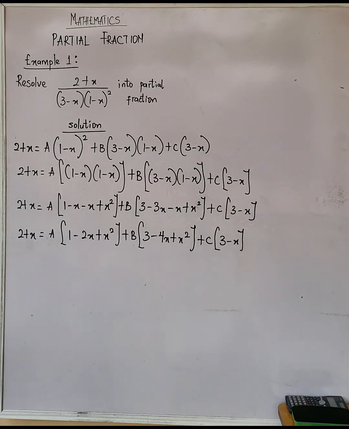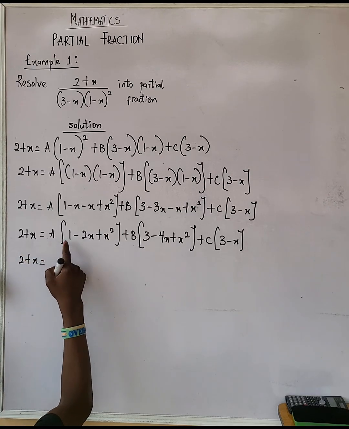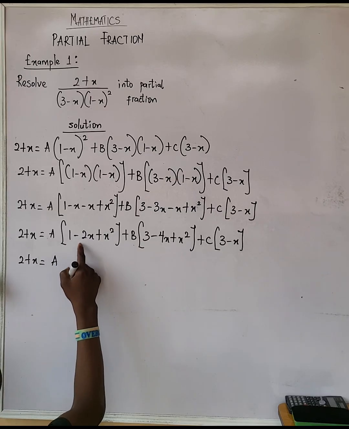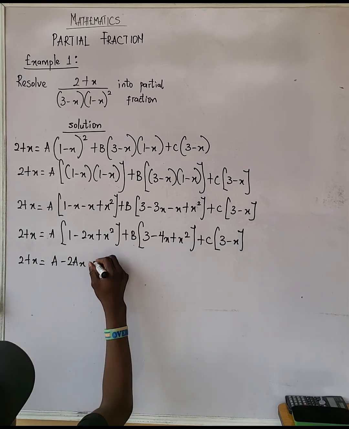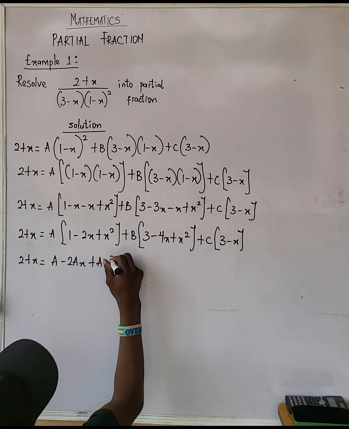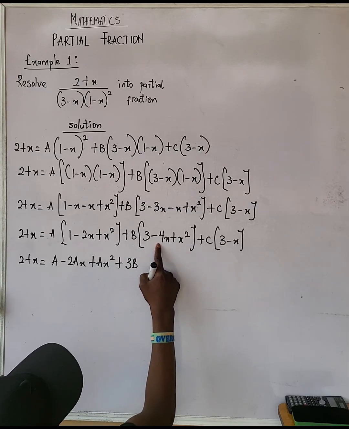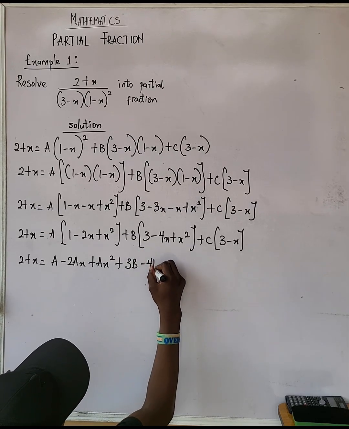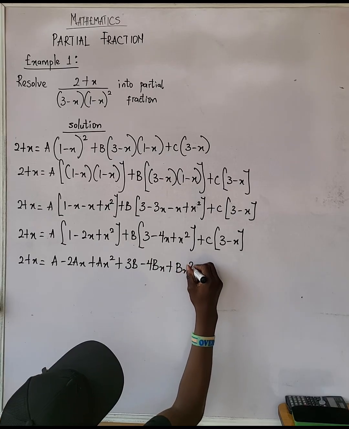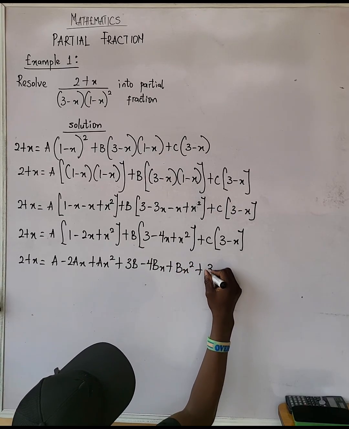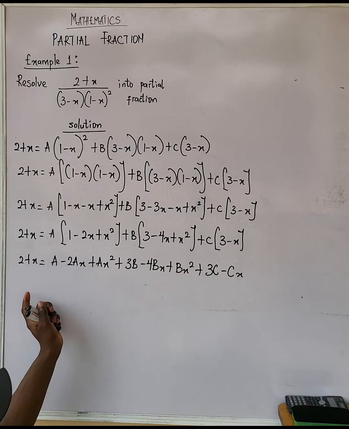So let's now use the a, b, and c to open the bracket. So what do we have? We have 2 plus x. A multiplied by 1, a. A multiplied by minus 2x, minus 2ax, right? A multiplied by x square is what? Ax square. B multiplied by 3, 3b. B multiplied by minus 4x is what? Minus 4bx. Then b multiplied by x square is what? Bx square. Then plus c multiplied by 3 is 3c. Then c multiplied by minus x is what? Minus cx. So we've just expanded it.